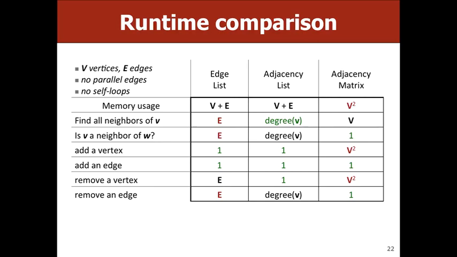What about Kruskal's algorithm? Does anybody have any ideas of which one they think would be best for that? Yeah, so for Kruskal's, an adjacency list is good because you need to go through all of the edges of your graph. If you wanted to do that for the adjacency matrix, you'd have to go through V squared, versus for the adjacency list or the edge list, it's only O of the number of edges.